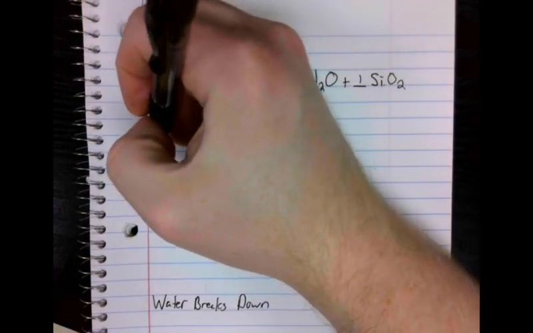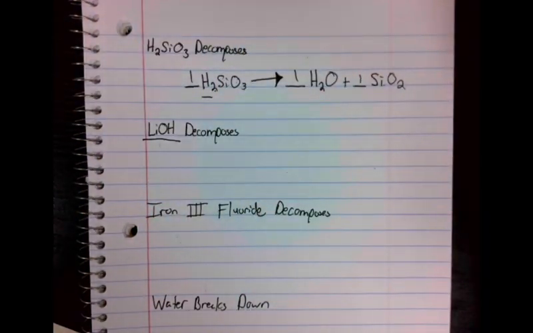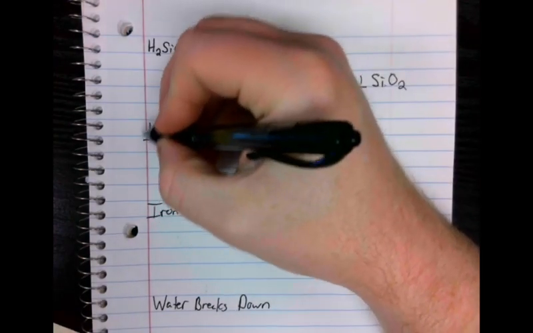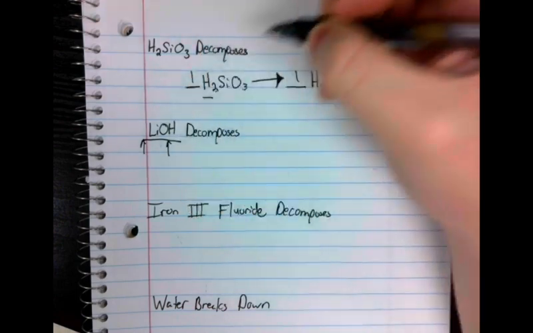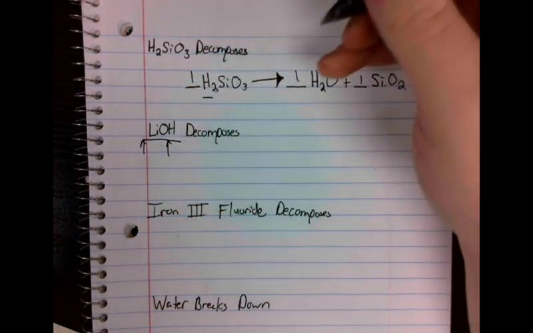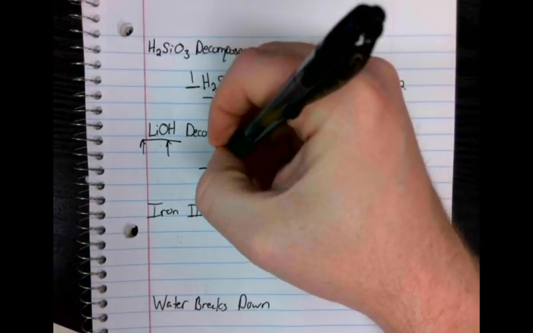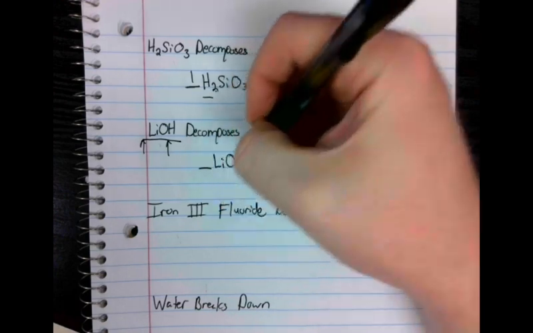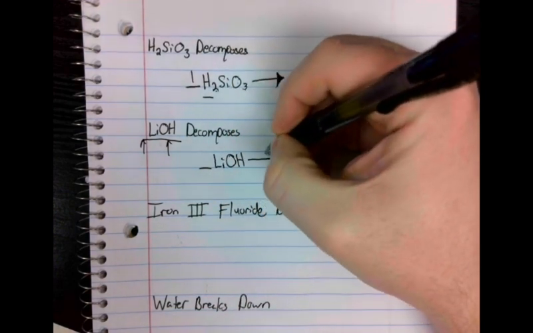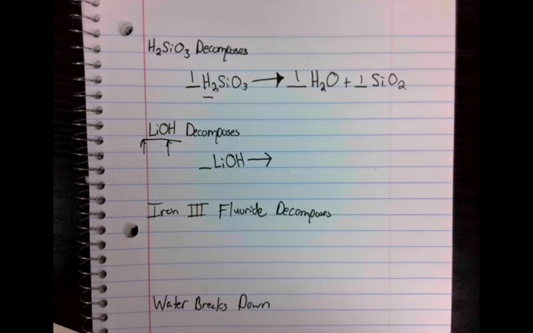We have LiOH. It's not two elements. That means that we have to be dealing with either an oxyacid or a metal hydroxide, and it should be easy to tell them apart because there's no H out front, and this is a hydroxide. OH is hydroxide. So we're going to start with our LiOH. We're going to put our arrow because it's decomposing.